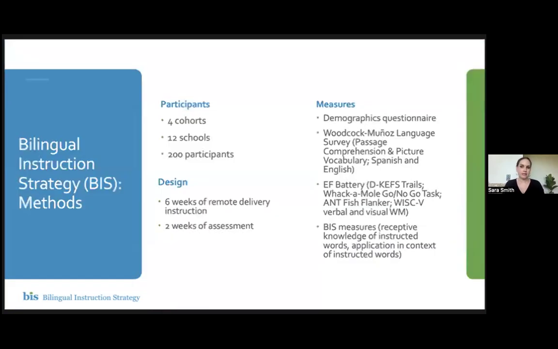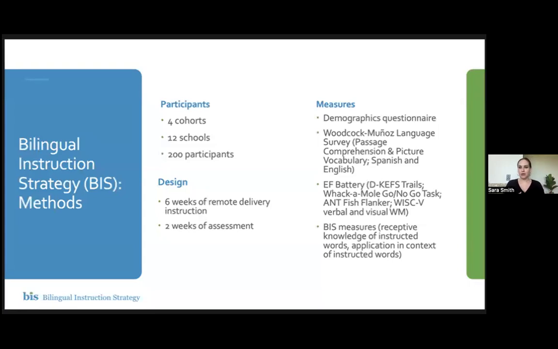So this randomized control trial has 4 cohorts total. In this study, we have learners nested within schools. And our Spanish-speaking English learners receive 6 weeks of one-on-one remote instruction after school. And the instruction targets English academic vocabulary. So they have twice a week, 30-minute sessions. Our instructors are trained on the curriculum and on best practices for academic vocabulary instruction. And then they deliver the intervention over Teams.